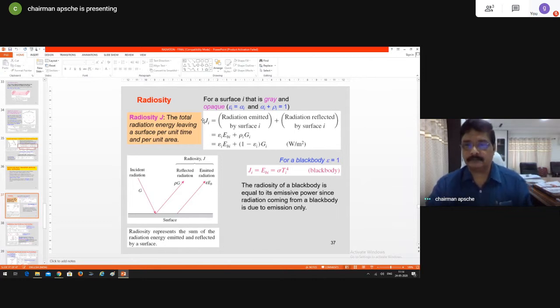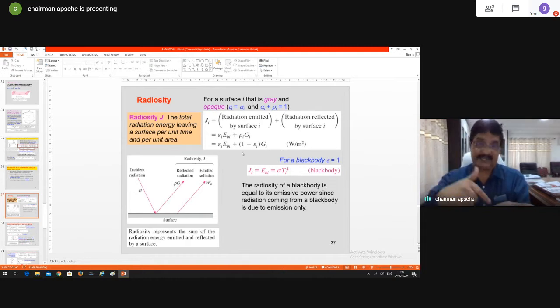So what is the total amount of radiation leaving a surface? I call it radiosity. When I talk about radiosity, I am talking about the reflected component of radiation leaving a surface and also the emitted component of radiation leaving a surface. Because there are two different things.